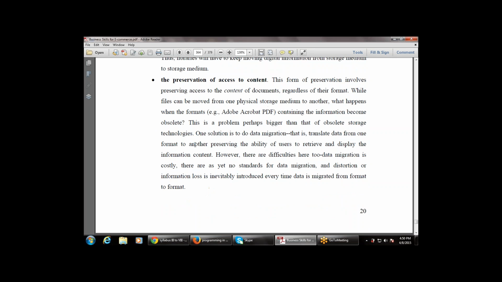Data migration means translating the data from one format to another, preserving the ability of users to retrieve and display the information content. That is, providing users the ability to retrieve the information, because now the data is transformed from one format to another. For example, PDF to Word format. So now the data can be easily fetched and easily uploaded over the digital library.